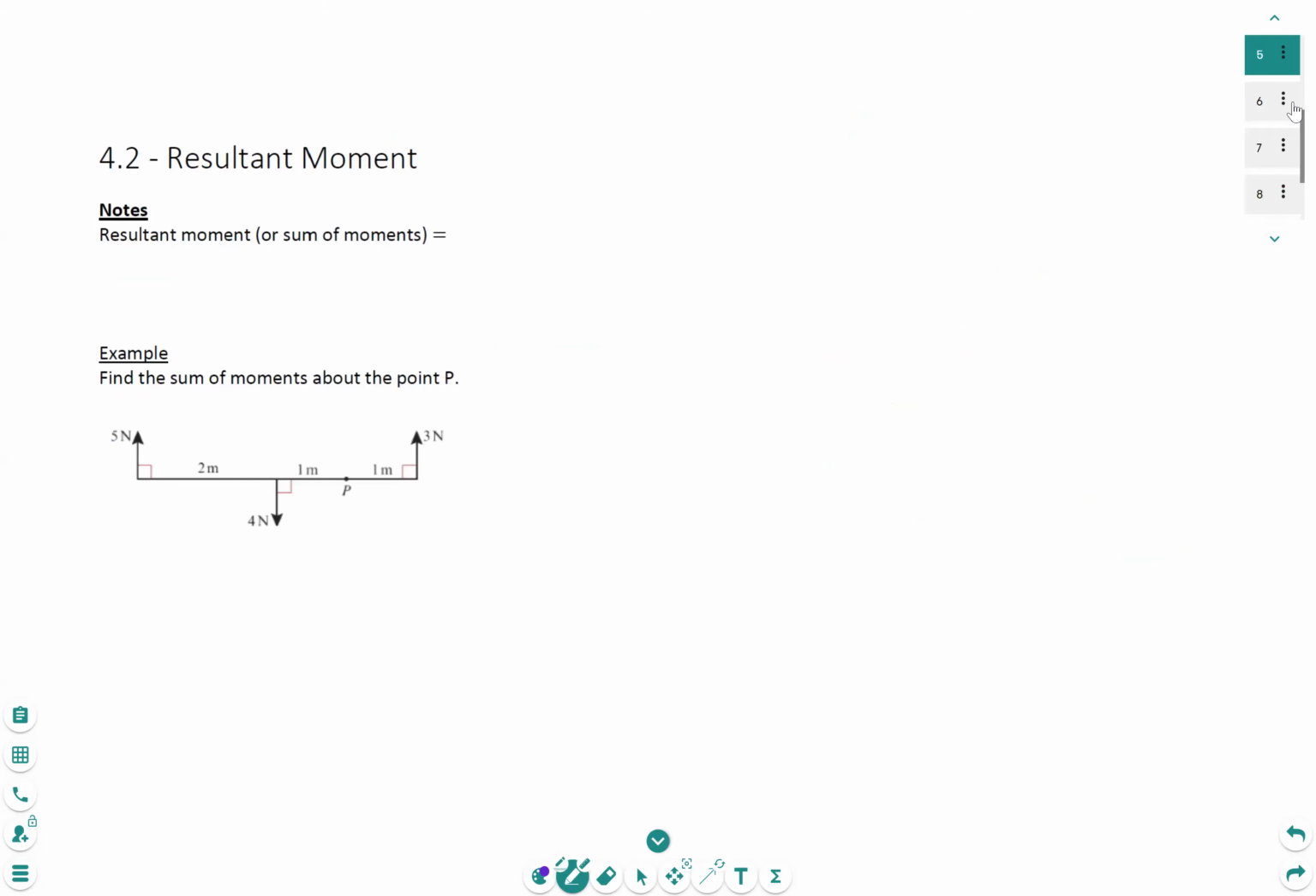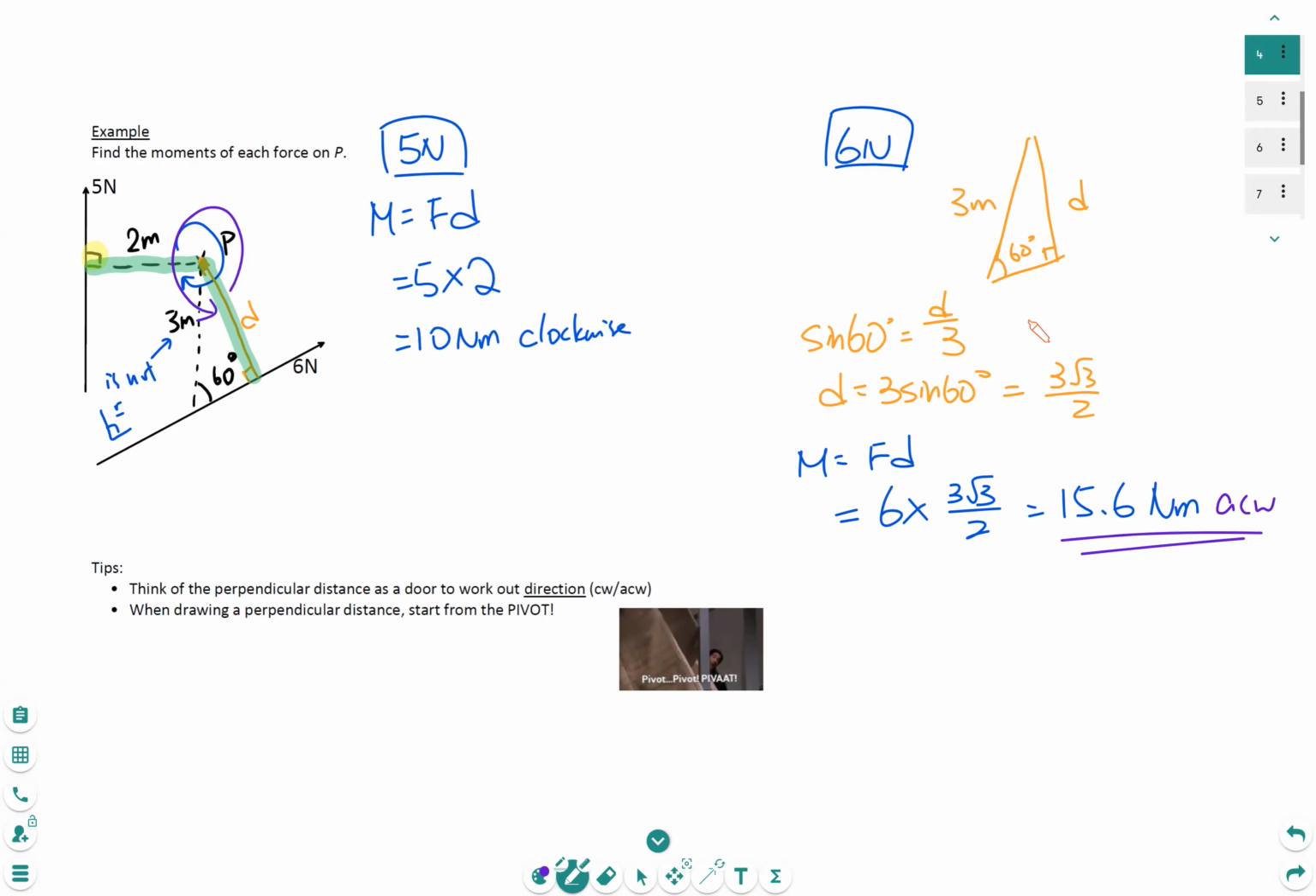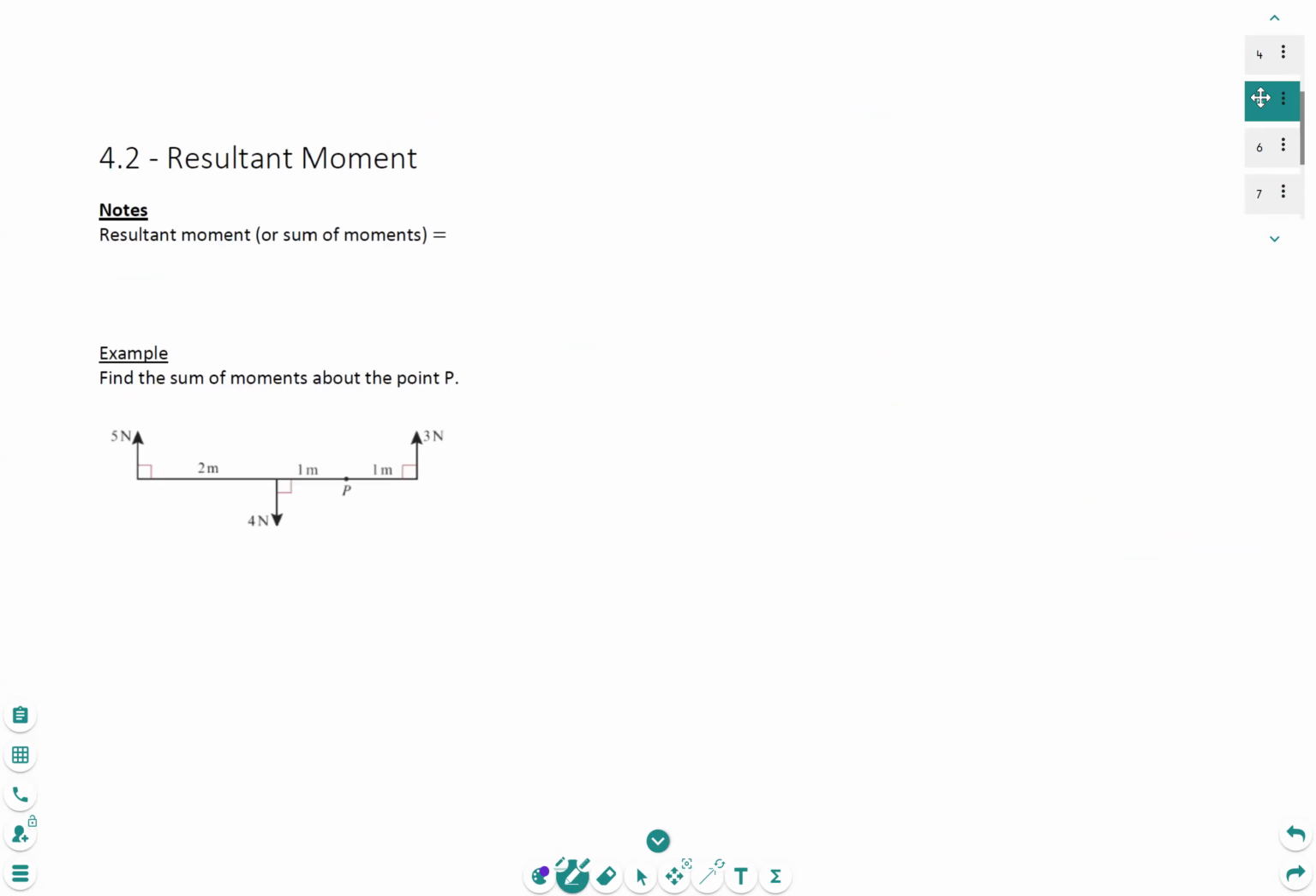Right, move on. 4.2. I'm going to do one lesson altogether because that will be too short. 4.2. So resultant moment. So what's resultant moment? Now, if you want to pause the video and go to exercise 4A, feel free. But I'm going to continue to 4.2. I would suggest you do some questions in 4A first, and then come back to this video on 4.2.